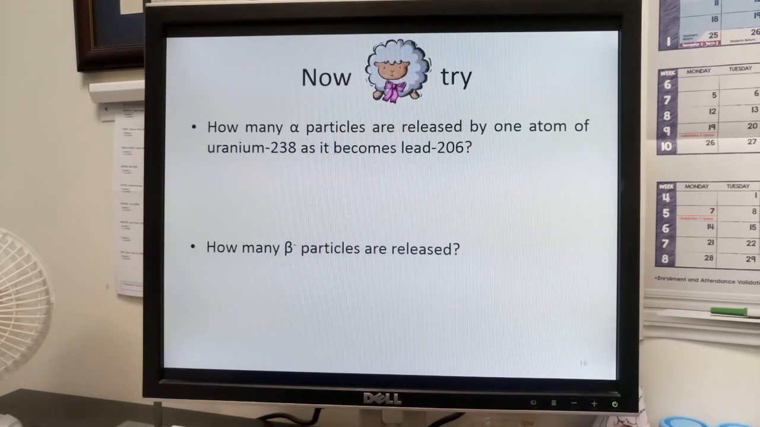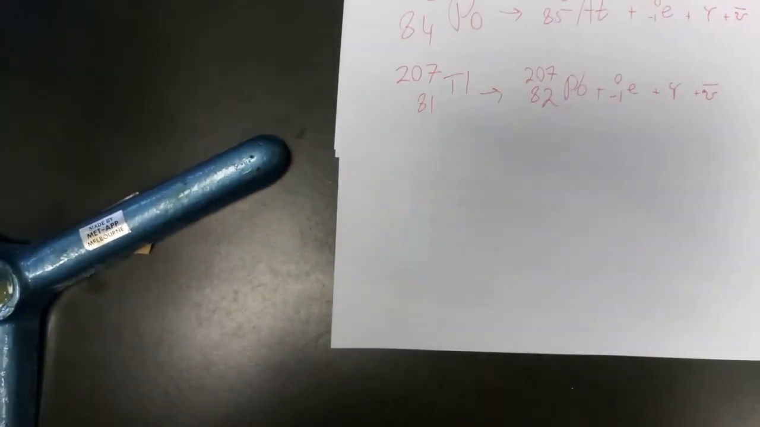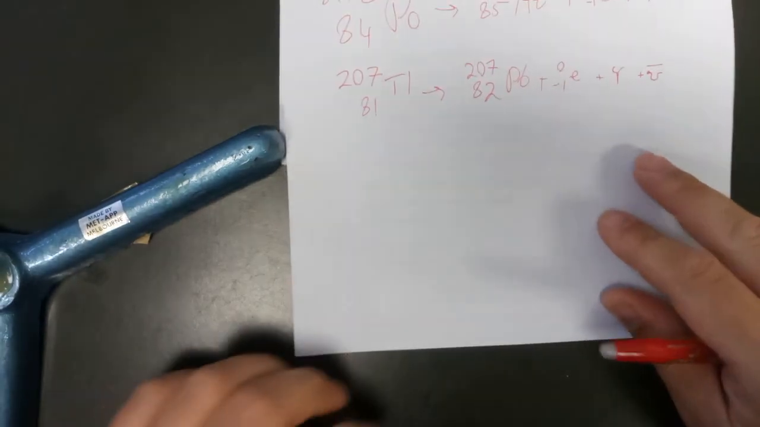How many alpha particles are released when one atom of uranium-238 becomes lead-206, and how many beta particles are released? Now this is great. This is a process of deduction. Let's see if I can turn this phone around so that maybe you can see the book. I enjoy this style of question. How does that look? Got my page? There's my page.